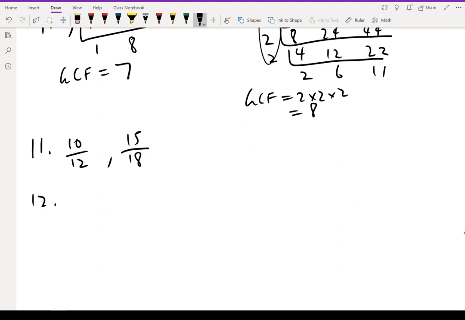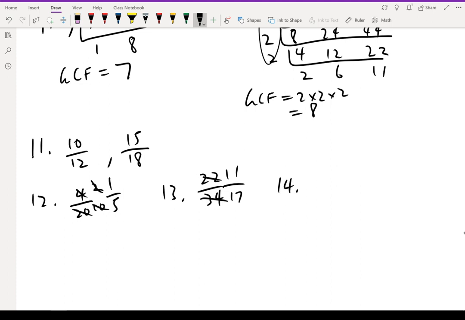Question 12. Write the fraction in simplest form. So 4 over 20, I can simplify, that's 2 over 10, that's 1 over 5. So question 12 is 1 over 5. Question 13, we have 22 over 34. I can divide top and bottom by 2, that's 11 over 17. They're both prime numbers, so no more simplifying, that's done.